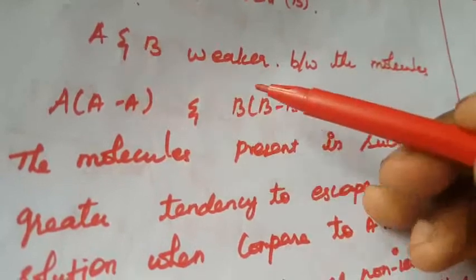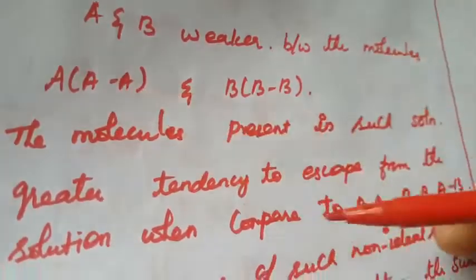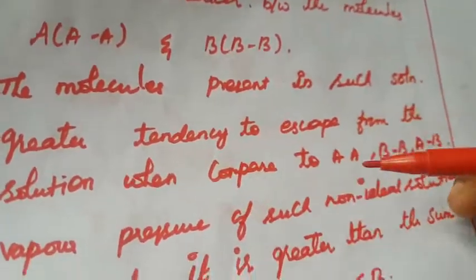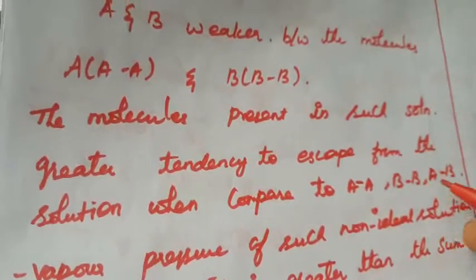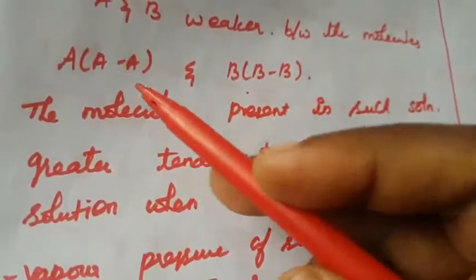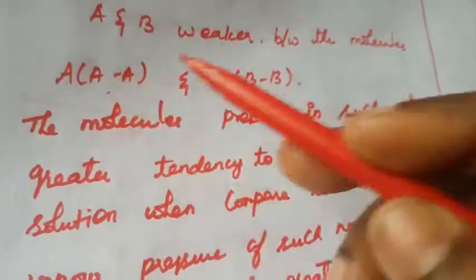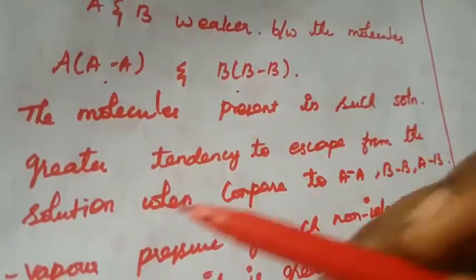In such a solution, if the bonds are formed like this and the intermolecular force of attraction is like this, there is a greater tendency to escape from the solution when compared to the AA bond. So that is AA bond, BB bond and AB bond. When you compare these and the intermolecular force of attraction is formed like this, the molecules have a greater tendency to escape from the solution.